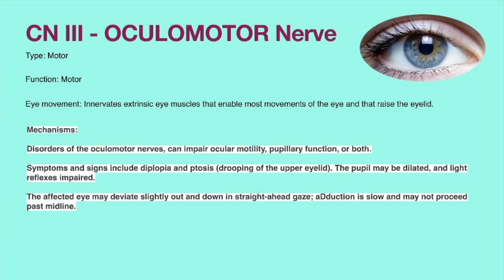We're looking at the eyes to see if the pupil's dilated, and then we might test for light reflexes, and that's part of the workup on the testing. One of the things that might happen is that the affected eye might deviate slightly out and down if the person is asked to make a gaze straight ahead. And adduction may be slow and not proceed past the midline, so that's a manifestation. So it's a reason to look at the eyes as part of examination, and we may see upward and downward gazes affected as well as that adduction.